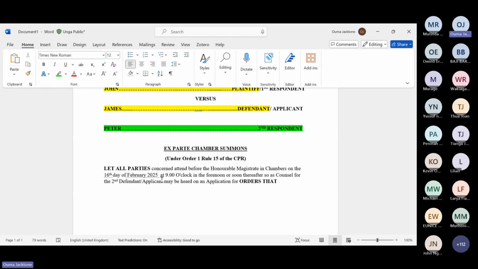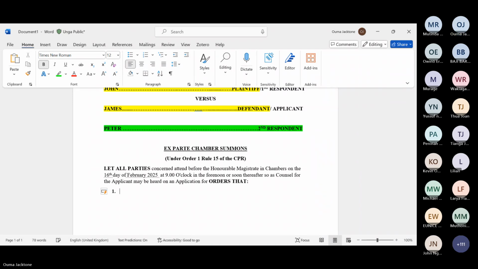So the counsel for the second. Let's have counsel for the defendant, or let's just say counsel for the applicant because we only have one applicant. Counsel for the applicant may be heard on the application for orders that. So there's only one order that you're going to be praying for. There are two, but one is the most important order.